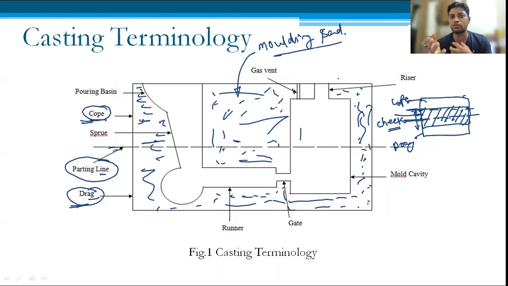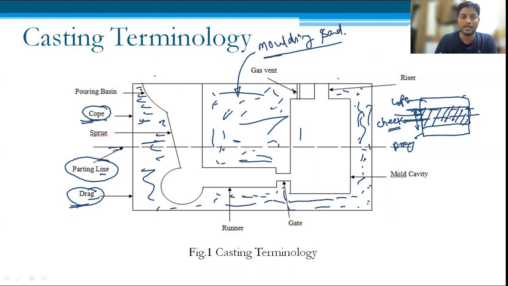So how much percentage of water we add accordingly changes the properties, like green sand, loam sand; there are different types of sands that you have gone through. So I'm just writing over here that this is the molding sand. Now, what are the elements apart from this one?